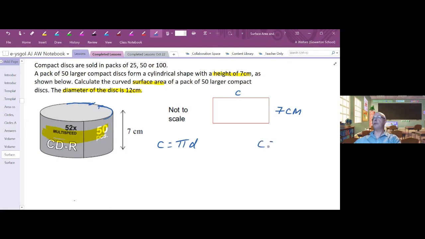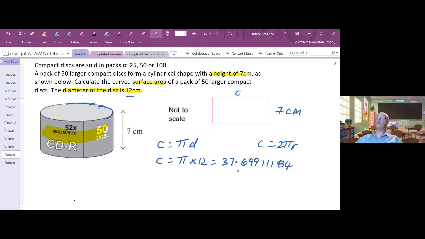Or some people prefer to use 2 pi r. So the diameter is given to us on this occasion, so it's probably easier to use pi times d. The circumference of that packaging that goes round the outside is pi times 12. Now I'm using the pi key on the calculator, and I've got an answer of 37.69911184.